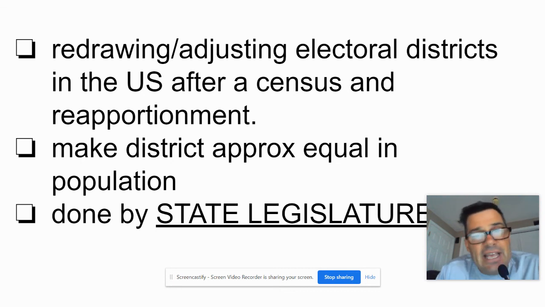All right, so that is the lesson on reapportionment and redistricting. Make sure you know them, write them out on your whiteboard, study them, and do the practices on them. Make sure you can define them well.